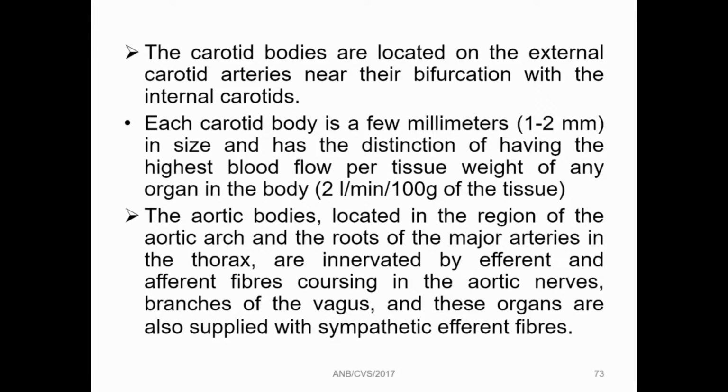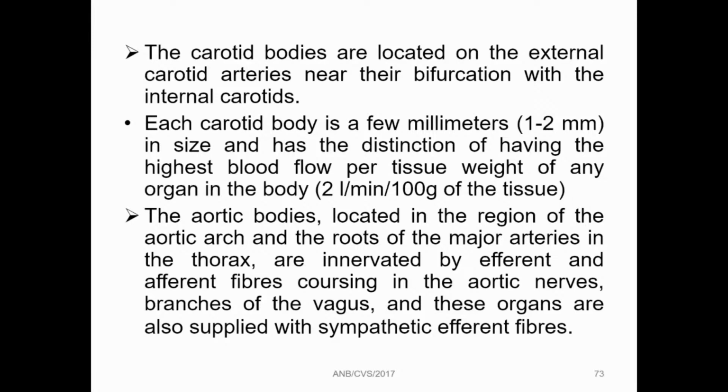Carotid bodies are located on the external carotid arteries near the bifurcation with the internal carotids. Each carotid body is a few millimeters in size, about 1 to 2 mm, and has the distinction of having the highest blood flow per tissue weight of any organ in the body. This blood flow is 2 liters per minute per 100 grams of tissue. This is the highest rate.